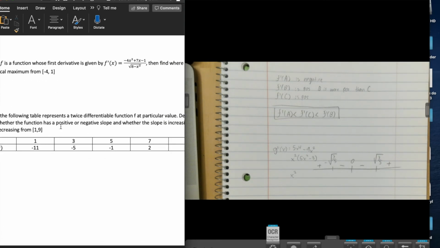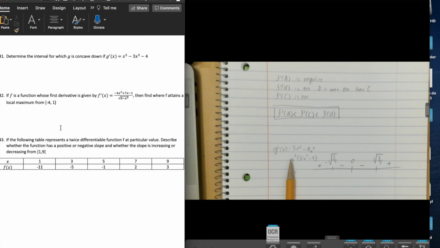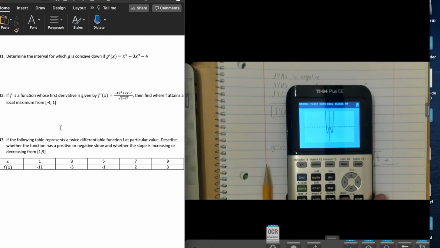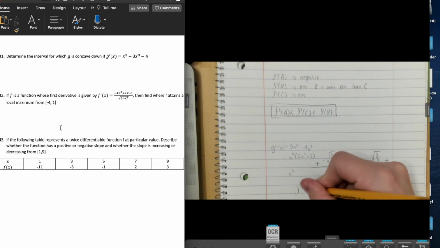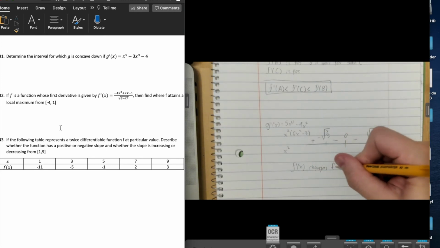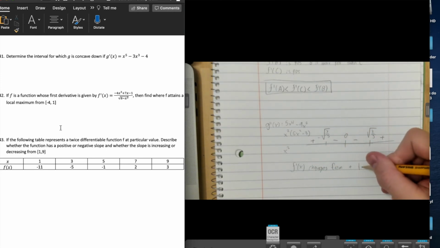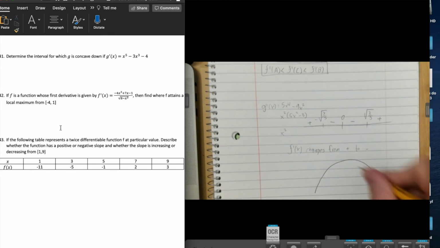All right, 2 more. We have a function whose derivative is given by that wacky thing, and we need to find where this function has a local max from -4 to 1. Remember, a local max is where the derivative crosses from above the x-axis to below the x-axis. Or in other words, where f prime changes from positive to negative. Because remember, visually, if a derivative is changing from positive to negative, it looks like that, and so you do have a local max somewhere.